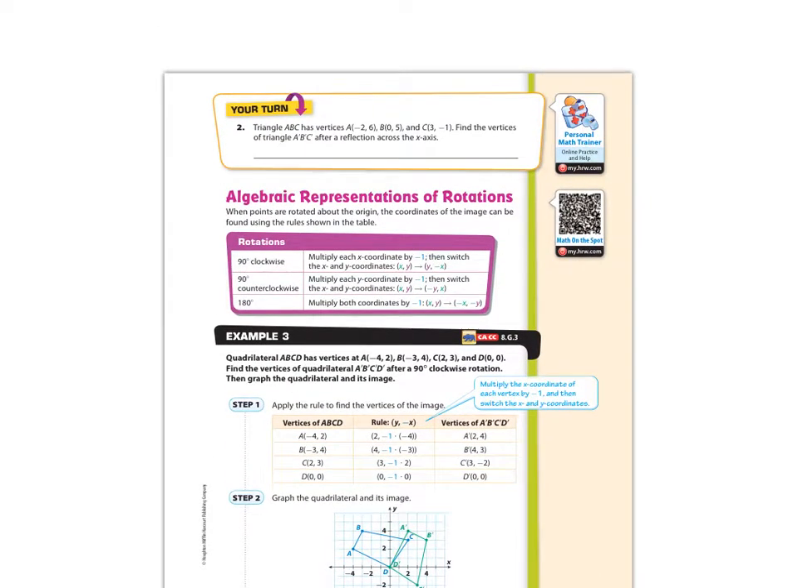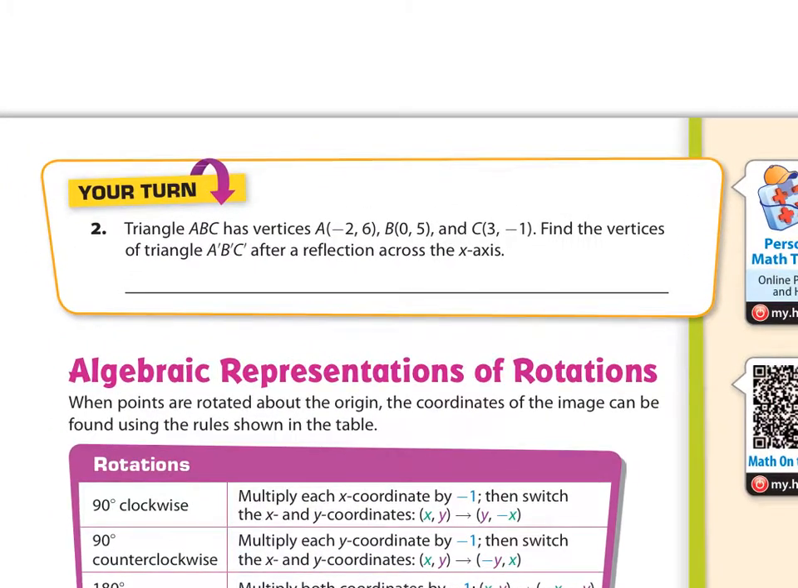Number 2. Triangle ABC has vertices of A, which is negative 2 comma 6, B 0 comma 5, and C 3 comma negative 1. So find the vertices of triangle A prime, B prime, C prime after reflection across the x-axis. So remember, just a moment ago I mentioned that the x-axis means that the y changes. The y is going to change from positive to negative or vice versa. So let's write the points. A is negative 2 comma 6. B 0 comma 5. And C is 3 comma negative 1.